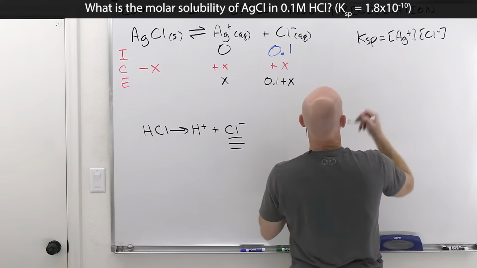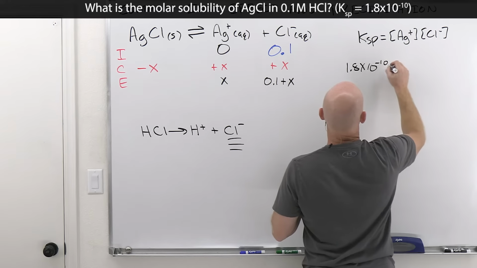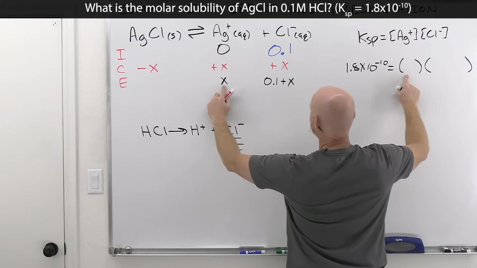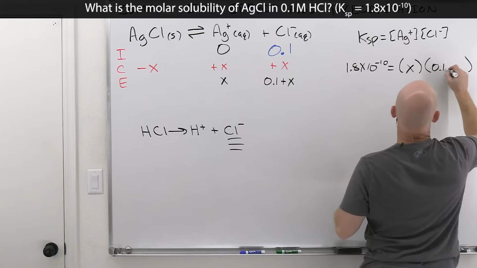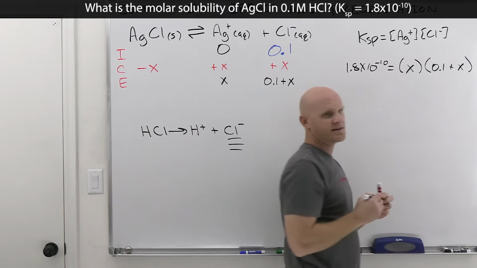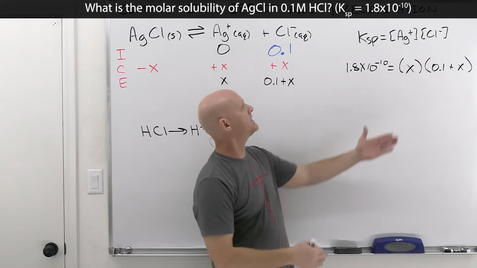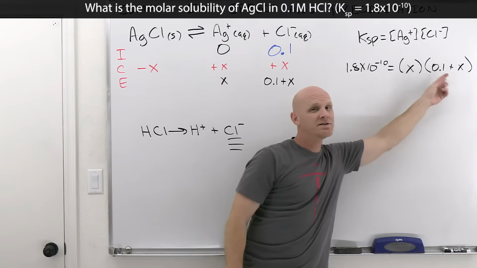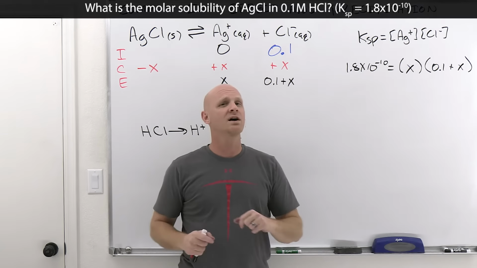So in this case, we're going to have 1.8 times 10 to the negative 10 equals the silver ion concentration times the chloride concentration. The silver really is still just X, but the chloride concentration here is going to be 0.1 plus X. If I asked you what is the most mathematically accurate way of solving this, well, you're going to end up with an X squared term, so this is going to be a quadratic, and you'd have to solve a quadratic, except we are definitely not solving a quadratic.